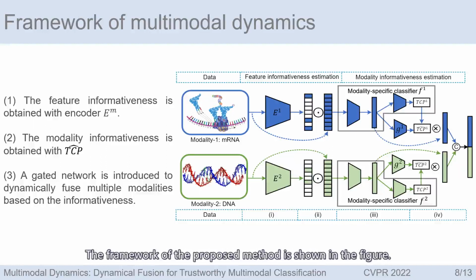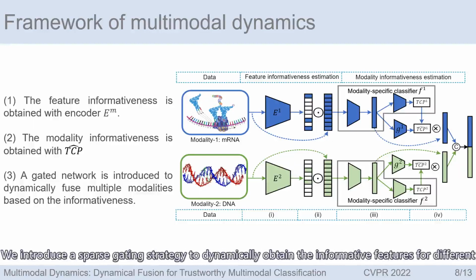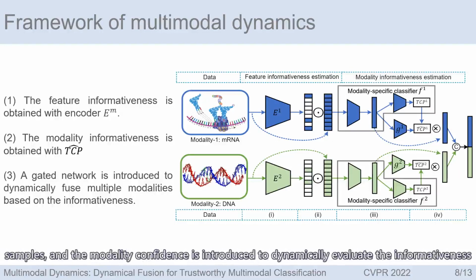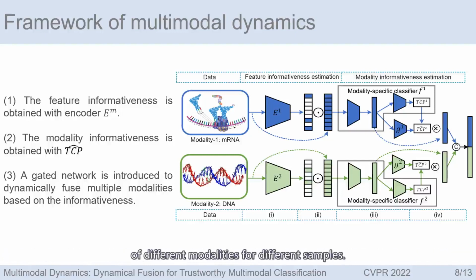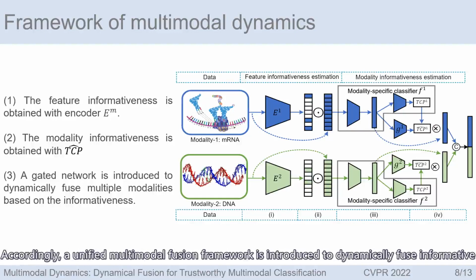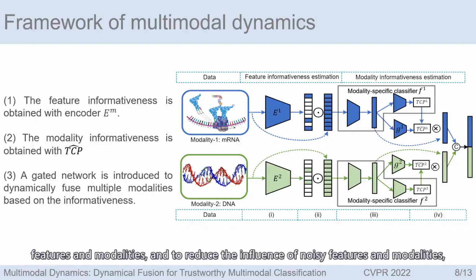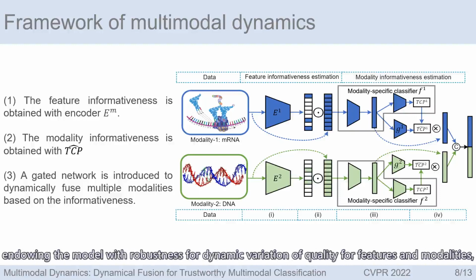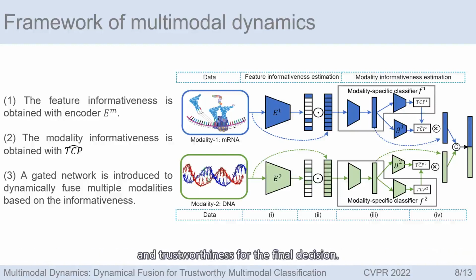The framework of the proposed method is shown in the figure. We introduce a sparse gating strategy to dynamically obtain the informative features for different samples, and the modality confidence is introduced to dynamically evaluate the informativeness of different modalities for different samples. Accordingly, a unified multimodal fusion framework is introduced to dynamically fuse informative features and modalities, and to reduce the influence of noisy features and modalities, endowing the model with robustness for dynamic variation of quality for features and modalities, and trustworthiness for the final decision.